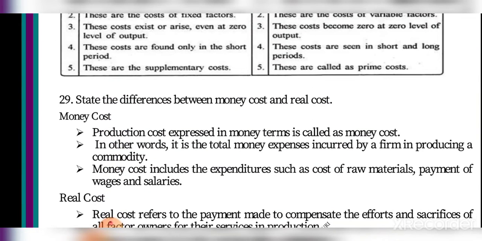Next we will see the difference between money cost and real cost. What is money cost? Production cost expressed in money terms. That is, any expense which is given in money terms is called money cost. In other words, it is the total money expenses incurred by a firm in producing a commodity. Money cost includes the expenditures such as raw materials, payment of wages and salaries. How will they pay the laborers? In money, not by anything else. So they are paying in cash, which is called money cost.